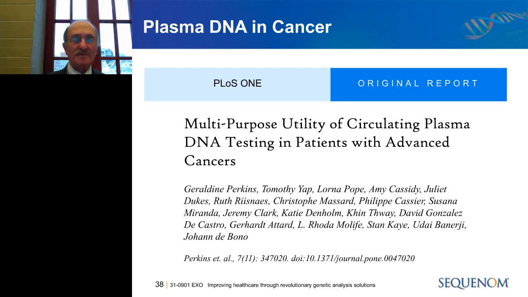These patients are all phase 1 clinical trial patients. They have very advanced disease. They have a large tumor burden. And as you'll see, many of them have abundant cancer-specific DNA in their plasma.